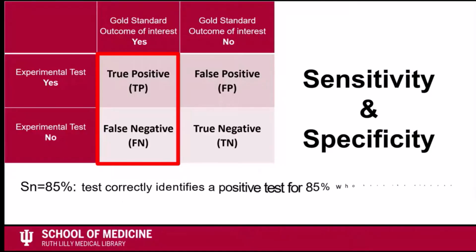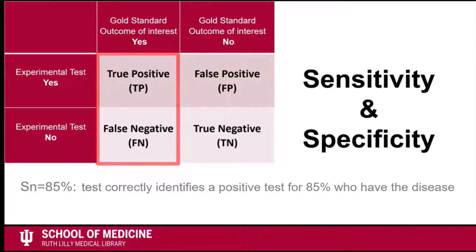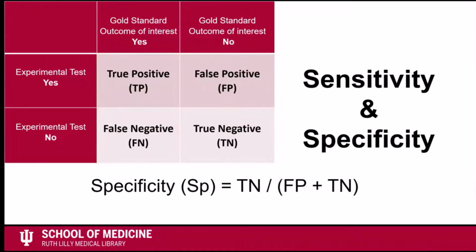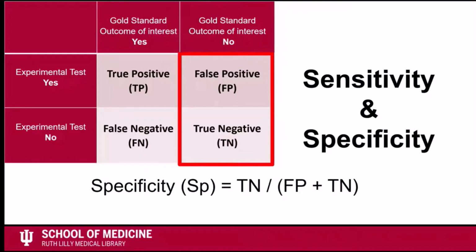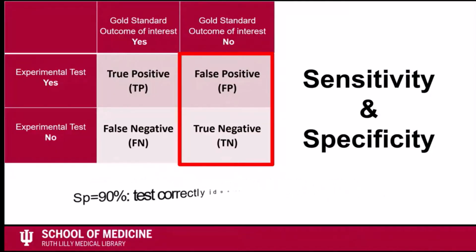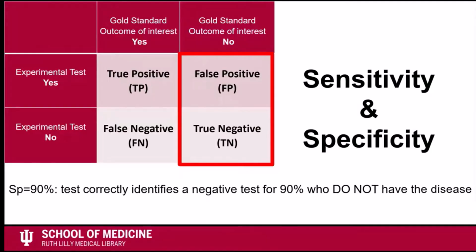So if a test is 85% sensitive, it means that the test correctly identifies a positive test for 85% of the people who have the disease. Specificity, or SP, equals true negatives over false positives plus true negatives. And this is the percentage of people correctly identified as not having the outcome of interest by the experimental test out of all of the people who don't have the outcome of interest. Likewise, if a test is 90% specific, it means that the test correctly identifies a negative test for 90% of the people who do not have the disease.